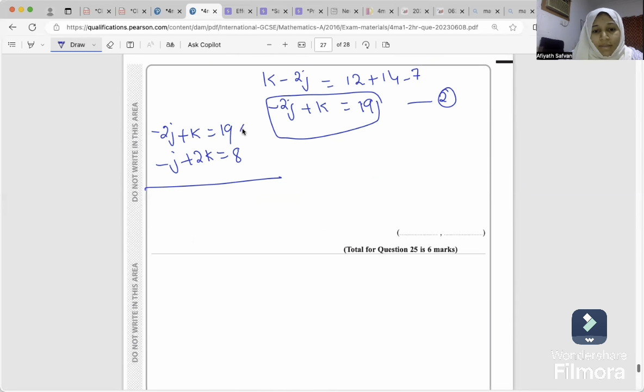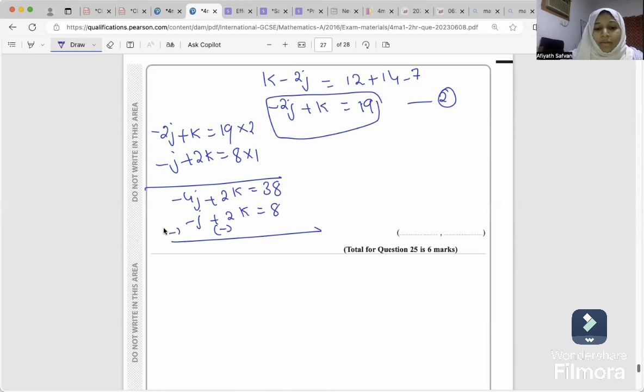So when I'm solving this, I will multiply this one by 2 and this one by 1. As a result, minus 4j plus 2k is equal to 38, and minus j plus 2k is going to be 8, right? Since they both have the same sign, I will change the sign for all of the second one. So it becomes minus 4j plus j, which is 38 minus 8. So 30 over here, minus 3j, therefore j is going to be negative 10.